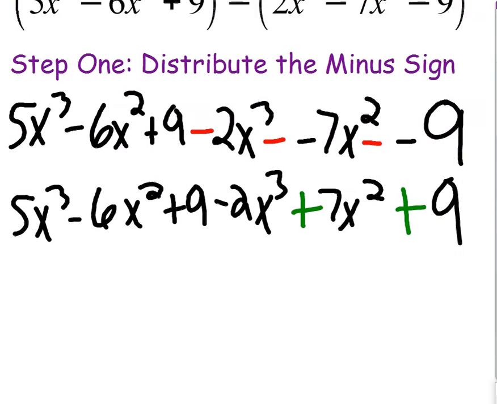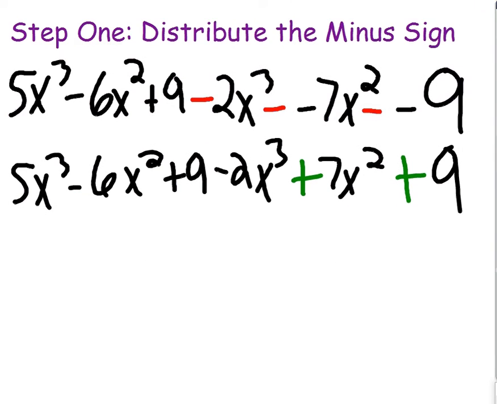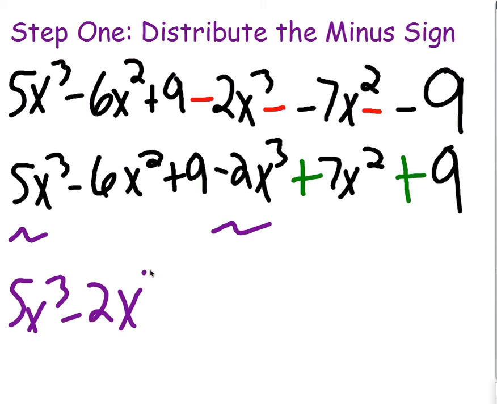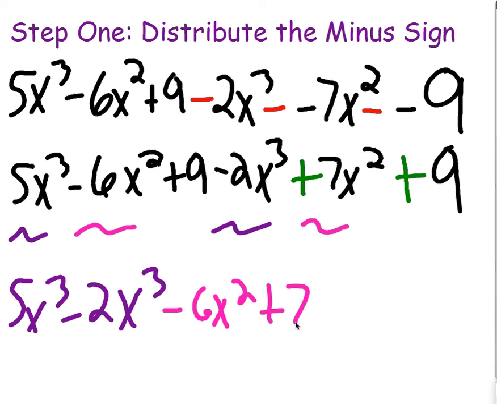We're just going to do it on this page, though. So what would be the first set we could group? Good, 5x cubed and minus 2x cubed. Okay, so minus 6x squared plus 7x squared. And next, plus 9 plus 9.